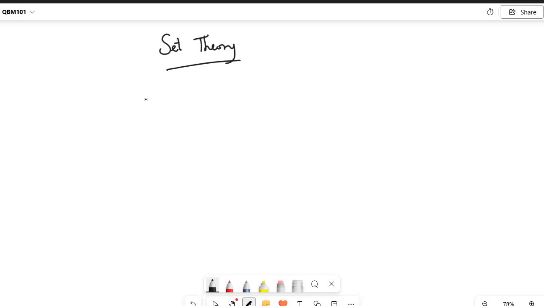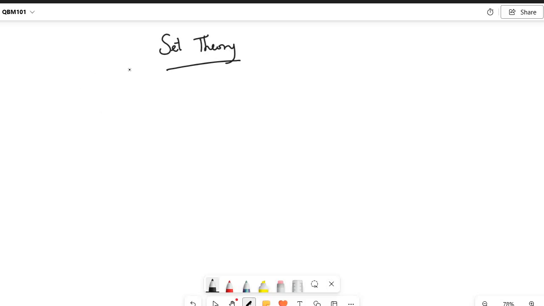We will continue where we stopped last lesson, and we said we're introducing QBM 101, which starts with a fundamental topic titled set theory. We'll be looking at how we identify elements one after the other and some set definitions that would be used or be referred to as we go on in this lesson.